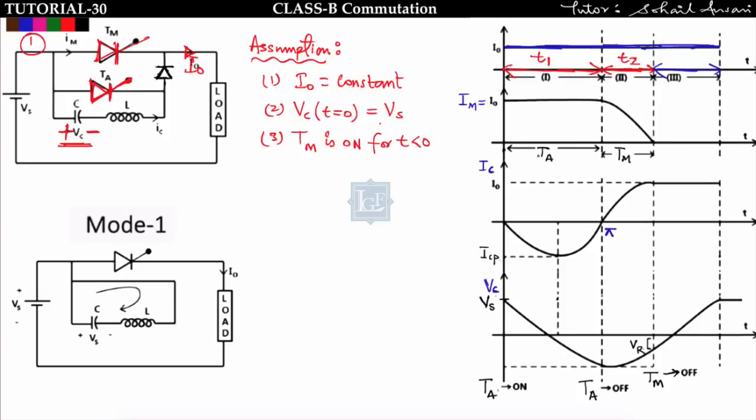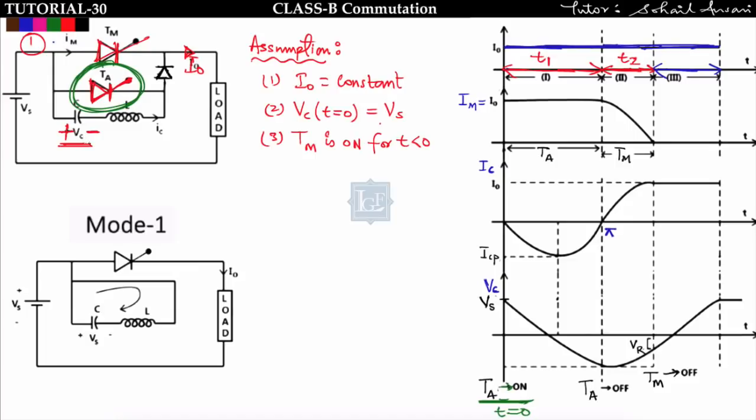So we will see one by one each mode. So let us start with mode 1. This is mode 1. What am I doing in mode 1? In mode 1, I am triggering the thyristor TA at t equals 0. You can see that TA is on at t equals 0. See the waveform. TA is on at t equals 0. So I am triggering this thyristor TA at t equals 0.